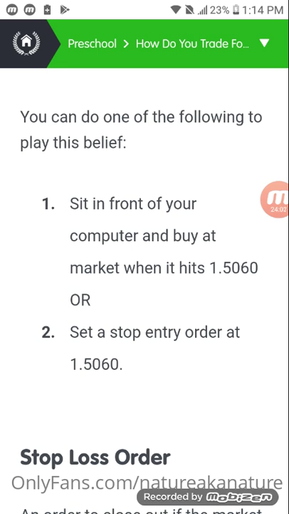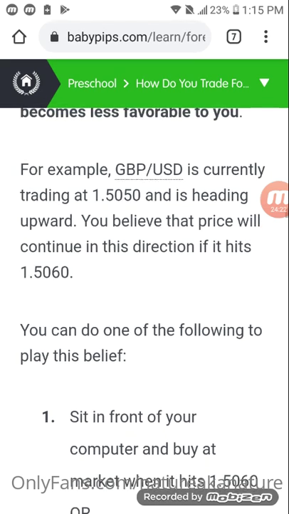You can sit in front of your computer or your phone and wait until price hits 1.5060, or you can set a stop entry order, a buy stop or a sell stop. For this example, a buy stop at 1.5060, and once price hits 1.5060, from the current price of 1.5050.